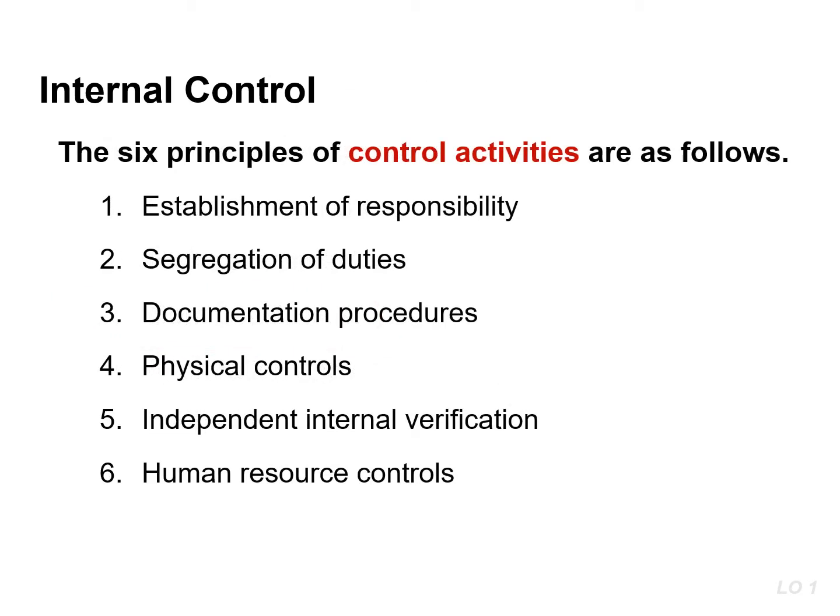The six principles of control activities are establishment of responsibility, segregation of duties, documentation procedures, physical controls, independent internal verification, and human resource controls. We will explain each of these six principles in detail and apply them to a movie theater.